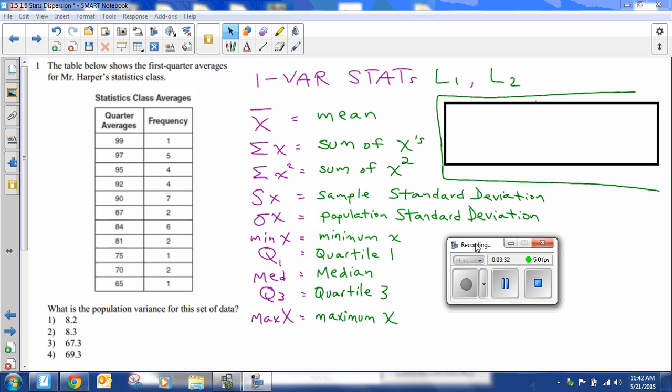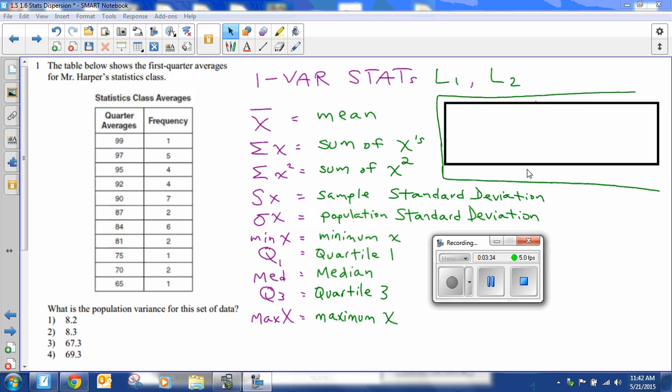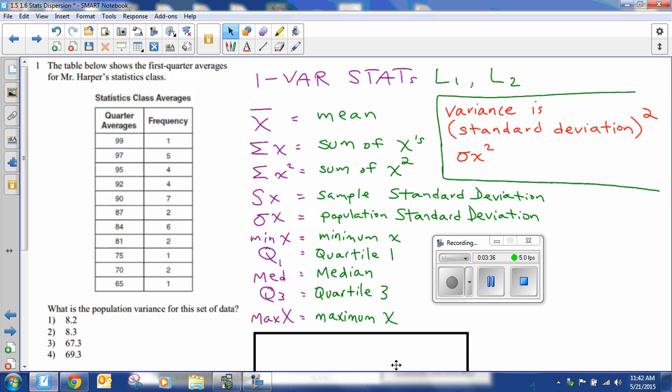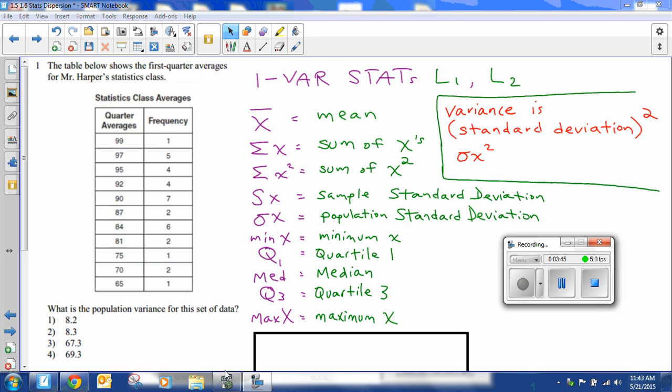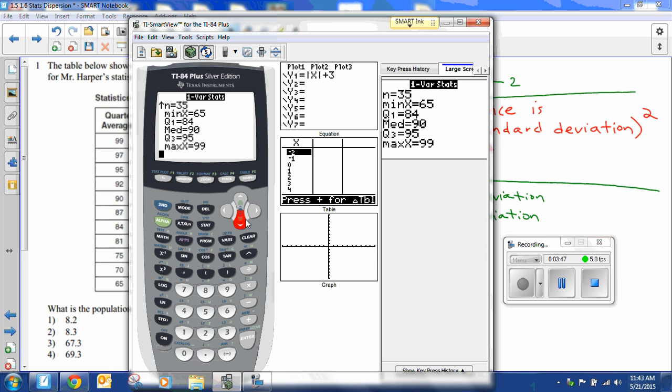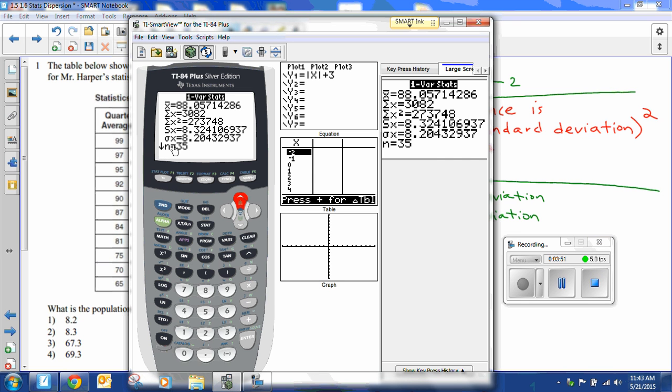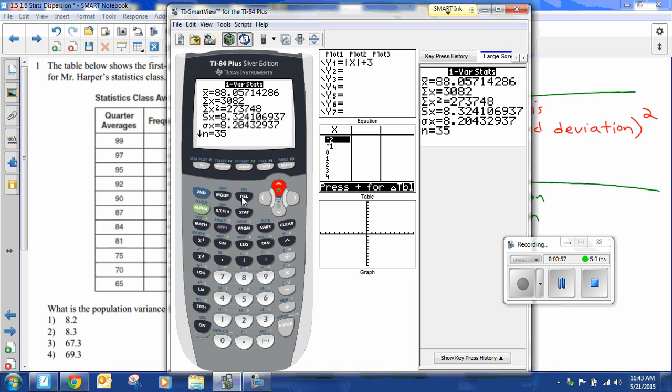And to answer this question, what is the population variance? Well, the variance is defined as the standard deviation squared. So let's go back and find our standard deviation. And there it is, 8.20432937.